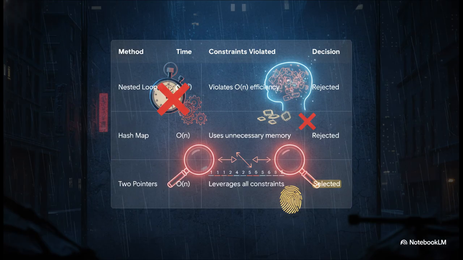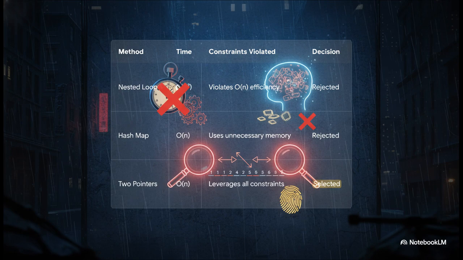It's fast, yeah, but it builds a whole separate list of suspects on the side, and that violates our no external recorder rule. So, rejected. And that leaves us with one prime suspect, the two-pointers method. It's efficient, and it uses zero extra memory because it masterfully uses the sorted nature of the array. It's the only one that respects all the clues.